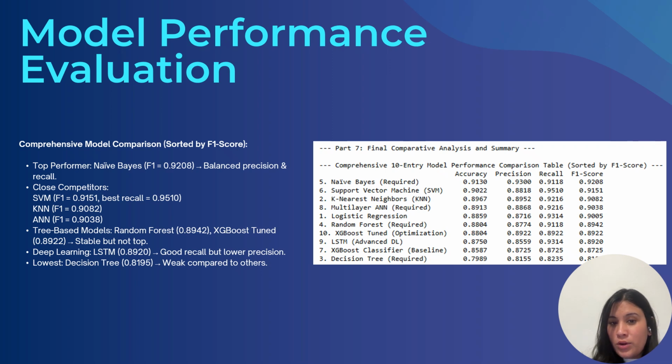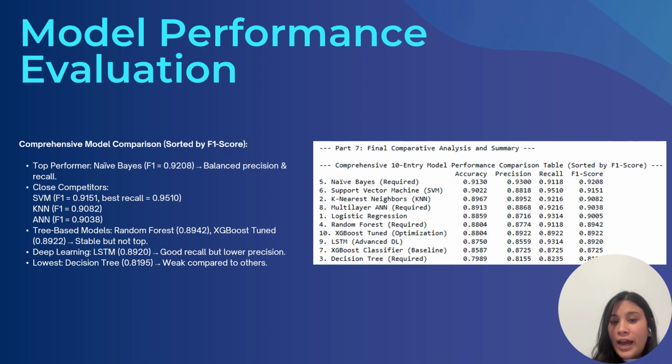Now, let's move to this one, the comprehensive model comparison, and which one is the most unexpected winner as well. When we conduct a comprehensive evaluation and model comparison, we compare on the basis of sorted F1 score. What we found surprisingly is that the top performer was the naive Bayes algorithm, which achieves the highest F1 score of 0.9208. This relatively simple and traditional algorithm delivered the most balanced and effective performance overall.